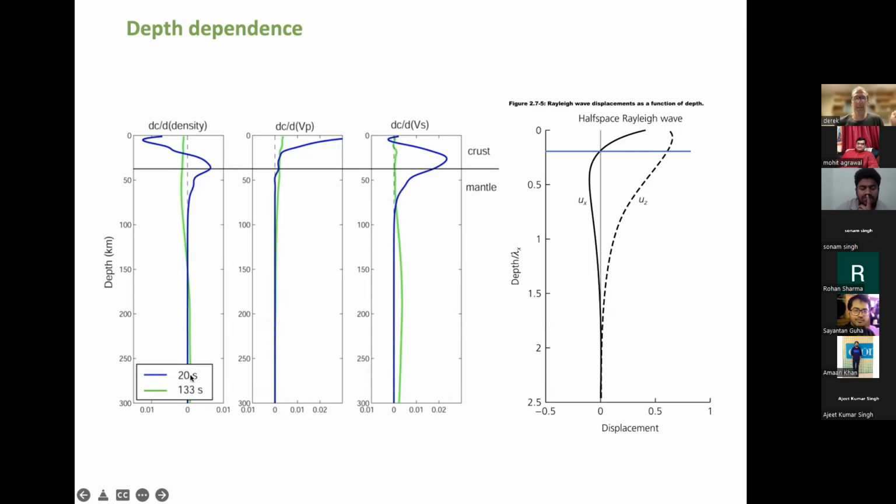So a 20-second wave period Rayleigh wave is shown by the blue line, and a 133-second Rayleigh wave is shown by the green line. And what we can see is that the depth dependence increases with longer wave periods. It's particularly shown by the dependence of the phase velocity on the S wave velocity, where the 20-second Rayleigh wave is really sensitive to the lower crustal S wave velocity, where the 133-second wave is sensitive to the mantle velocity at roughly 200 kilometers depth.